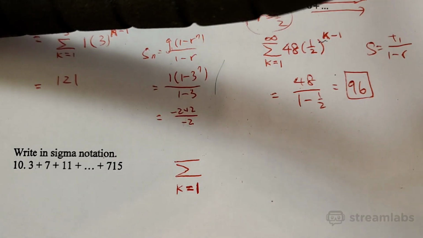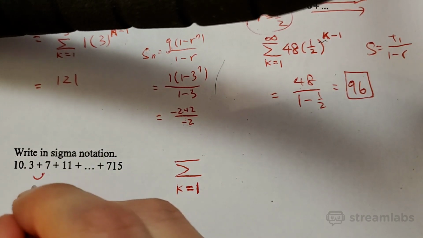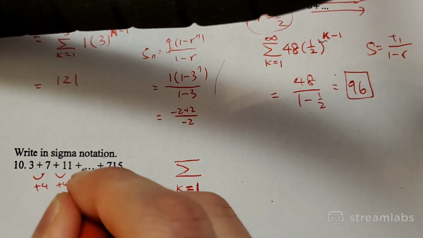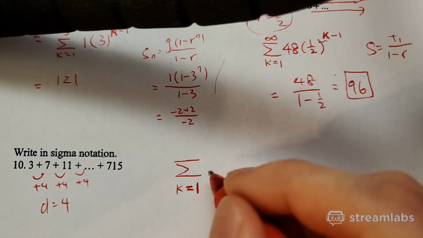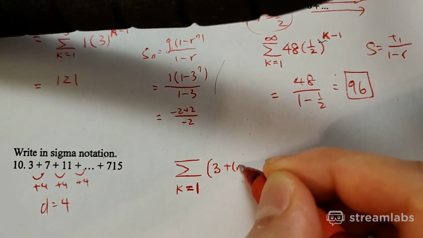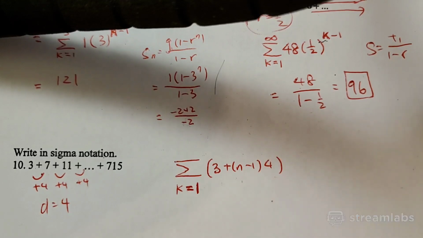What kind of series is this? 3, 7, 11. This is plus 4 each time, right? You see that? Plus 4 each time. Since that's plus 4 each time, that's your difference. Difference is 4. First term is 3, so it should be 3 plus n minus 1 times 4. Now, what's missing?